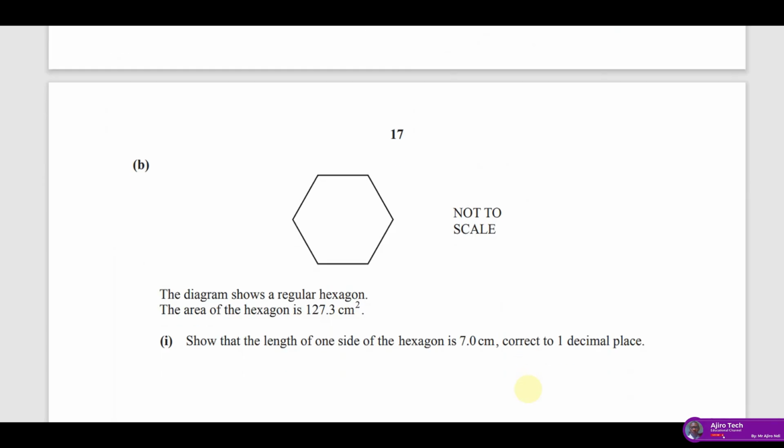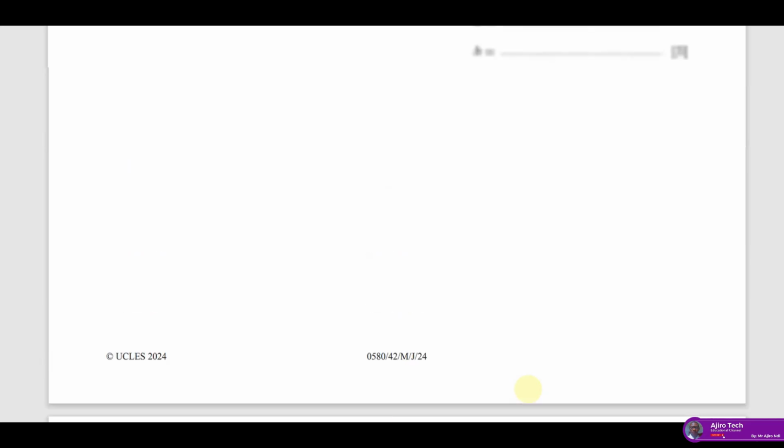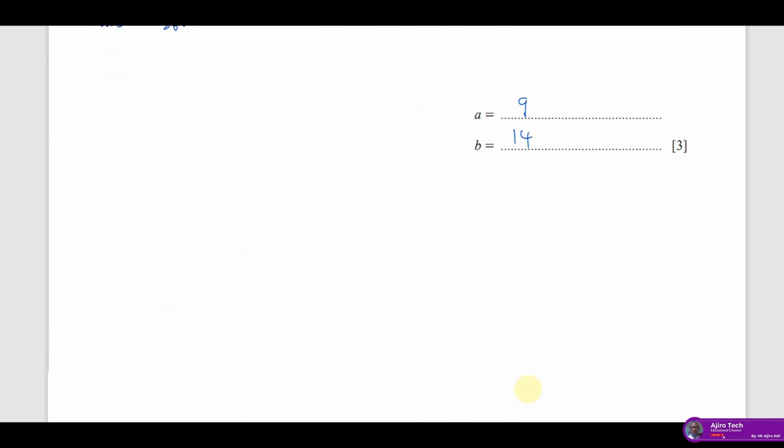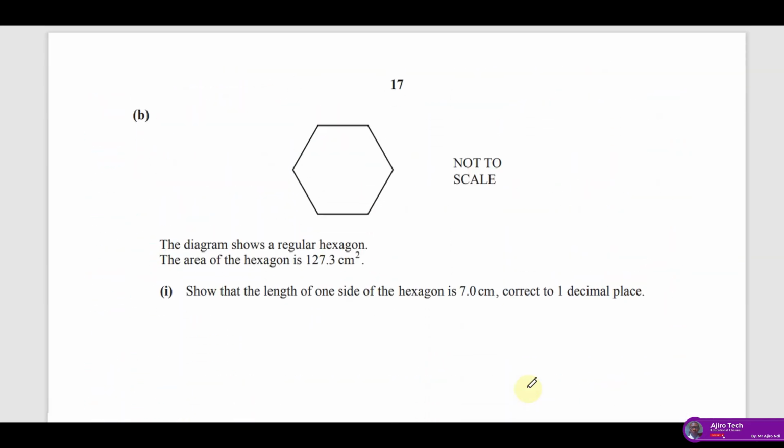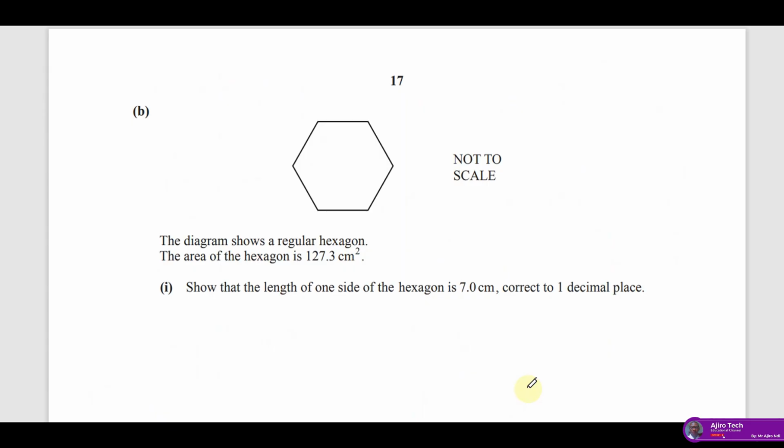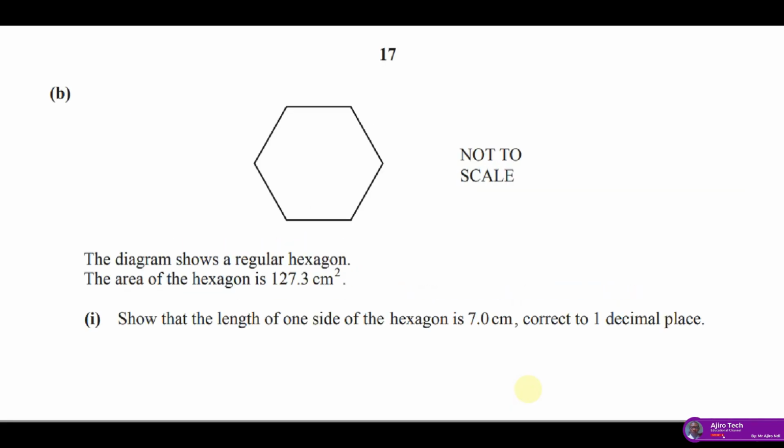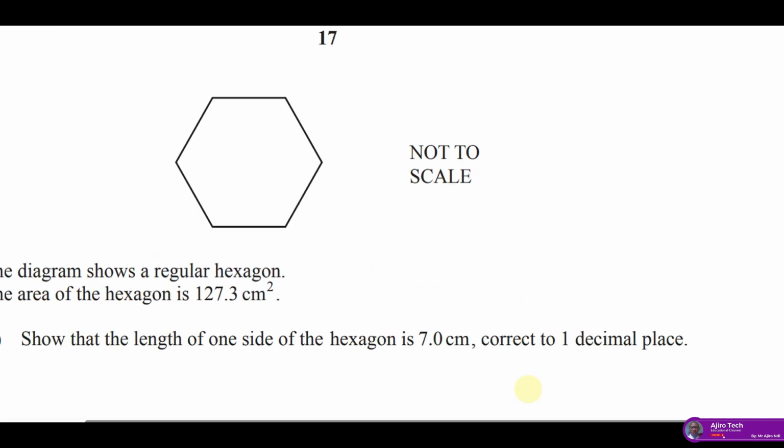This is question 9b. B is a hexagon. Now, the area of the hexagon is 127.3. Show that the length of one side of the hexagon is 7 centimeters. How do we do this?